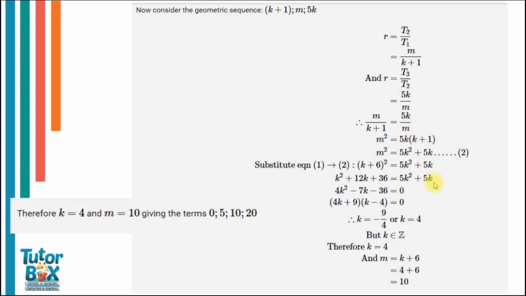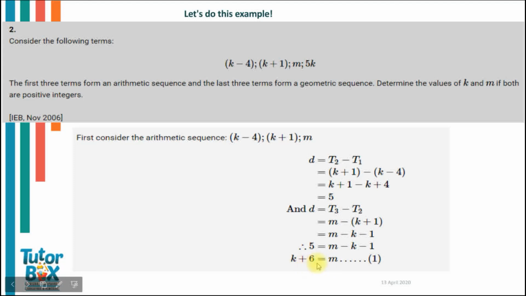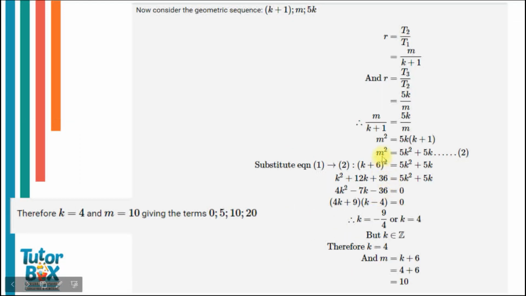Okay, so remember this side, we got that m was k plus 6. Now we're getting that m squared is 5k squared plus 5k, right? And now we're going to substitute that equation 1 that we got, that m was k plus 6. So where there's m, I'm going to put k plus 6, so that'll be k plus 6 squared is equal to 5k squared plus 5k, right? And then now I'm going to expand this guy here. So I get k squared plus 12k plus 36.